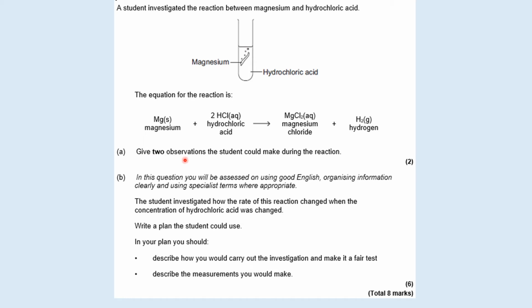First bit is looking at two observations, so things that you see. Remember, observations are literally what you see. Please don't write things like you can see hydrogen. It's not hydrogen that you see, it's actually the little bubbles, so just be careful about that one. And the second part is the bit we really want to look at, which is the actual method as to how this would work.